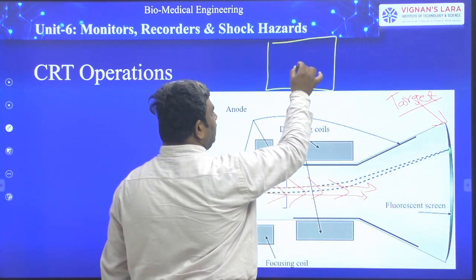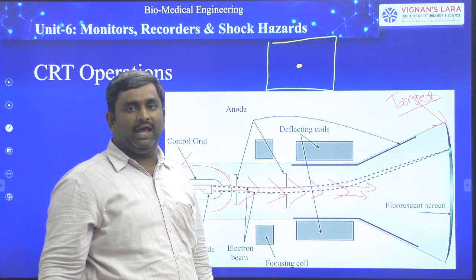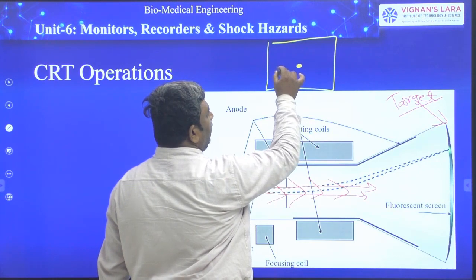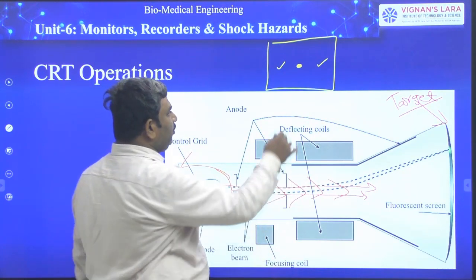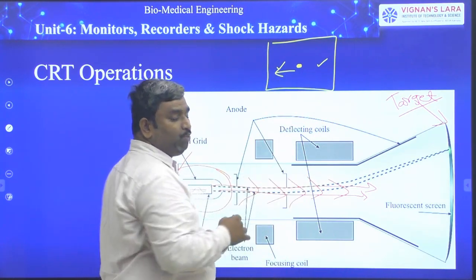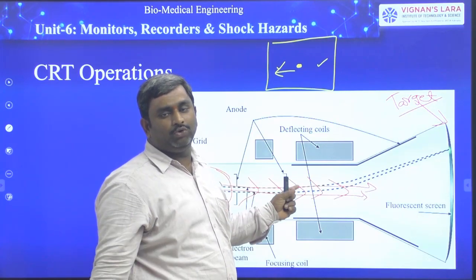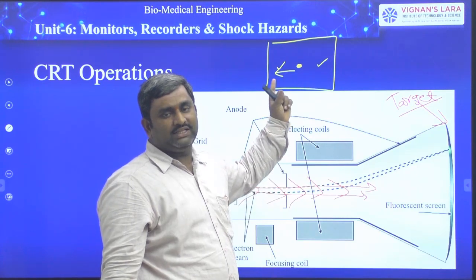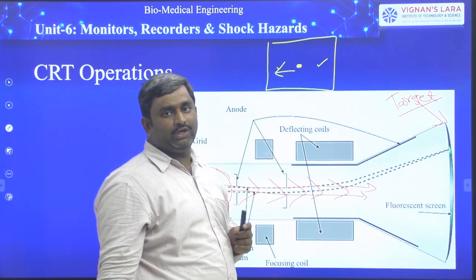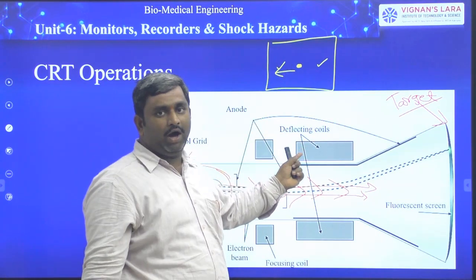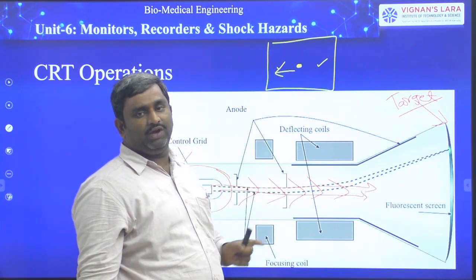Consider this dot, which represents the electron. If you want to display the electron on the left side or right side, if you want to move it to the left or right, you have to use the vertical deflection plates. If you want to move the electron beam in the horizontal direction, then you have to use the vertical deflection plates. If you want to move it in the vertical direction, then you have the horizontal deflection plates. So by using horizontal and vertical deflection plates, you can move this beam in any direction wherever you want.